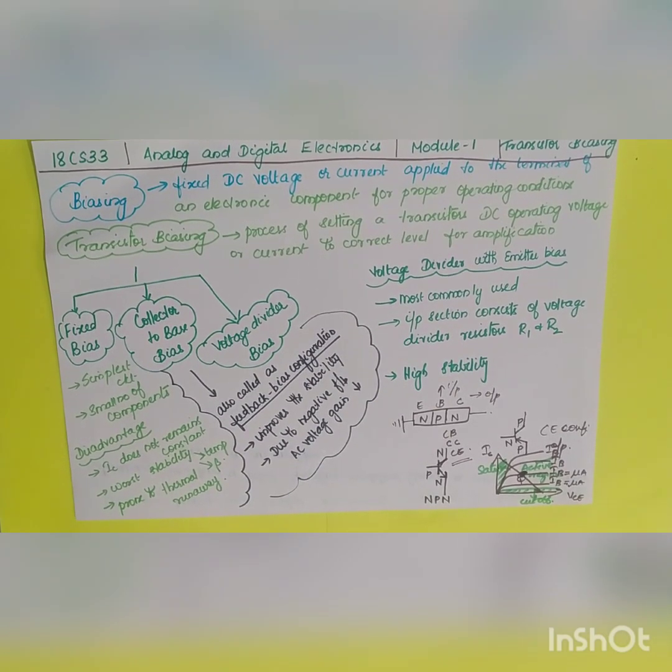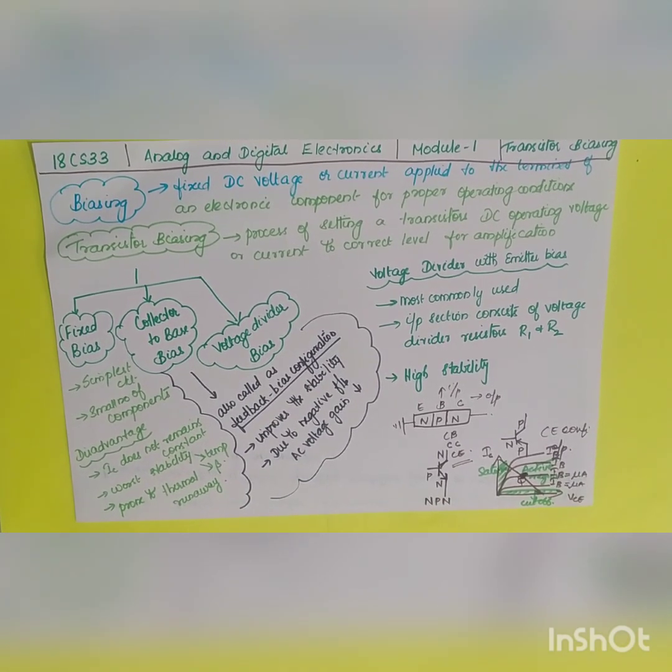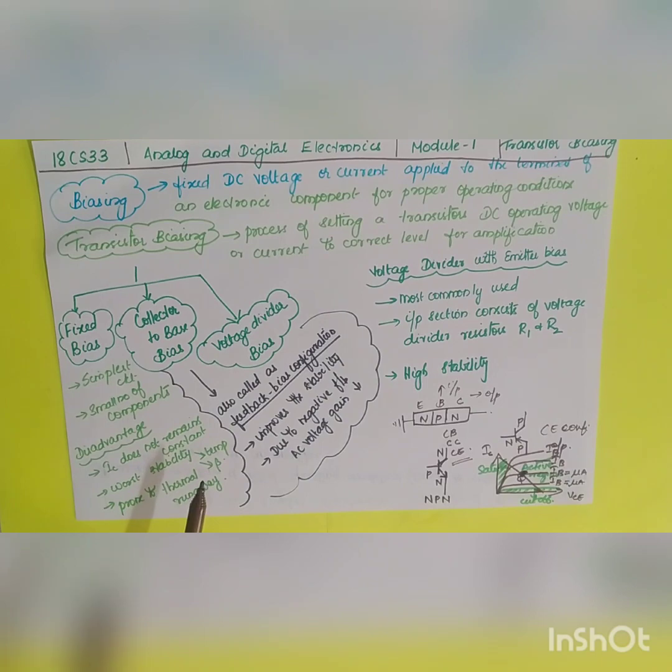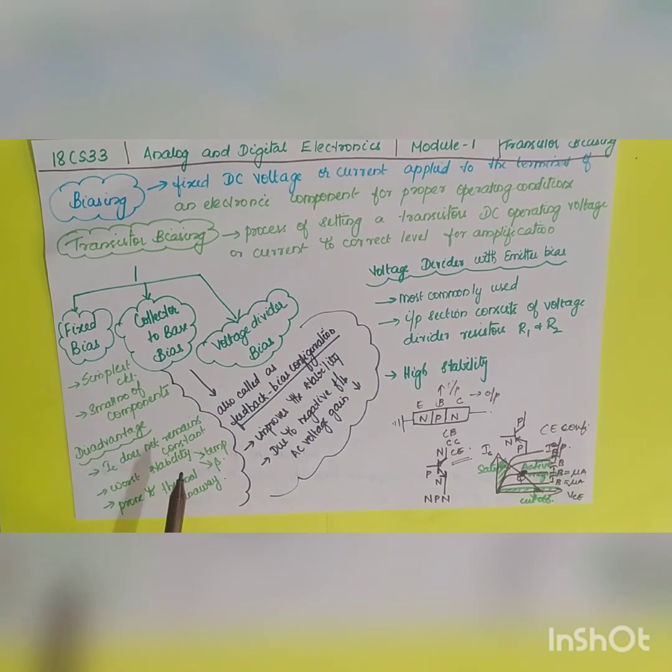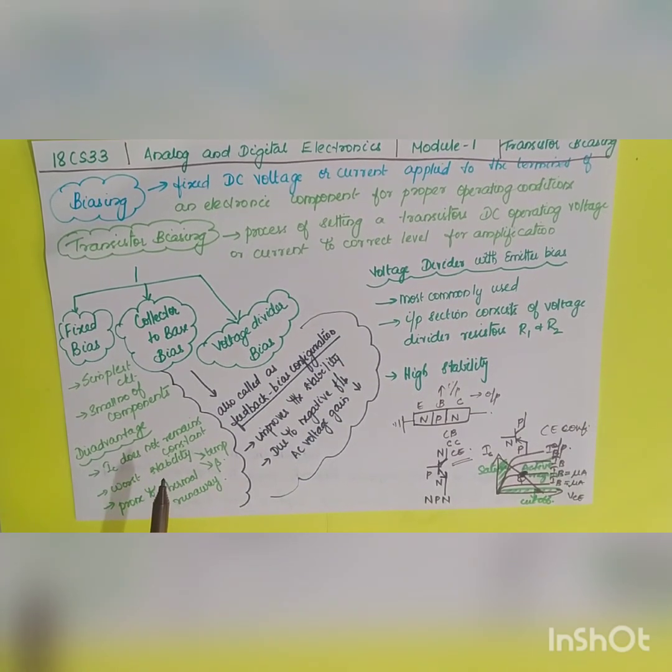It improves the stability a little bit, okay? Because of the negative feedback present, again, there is an instability in your voltage gain, okay? Next, the last type, which is commonly used biasing, is called your voltage divider biasing.